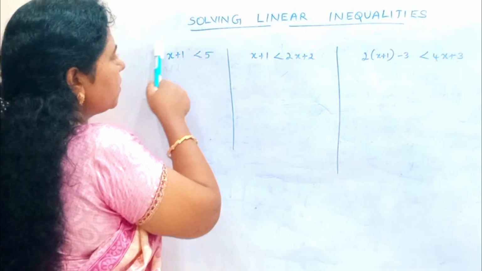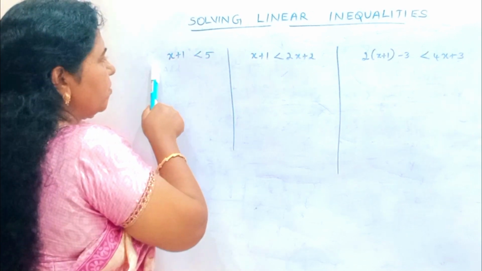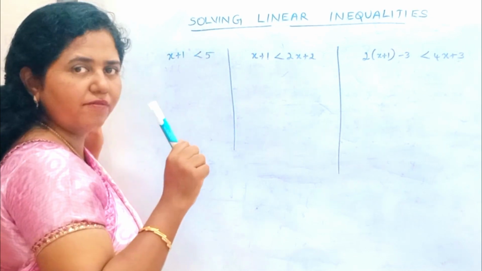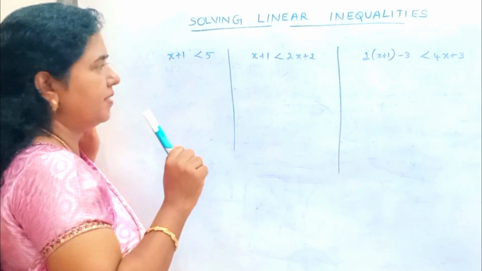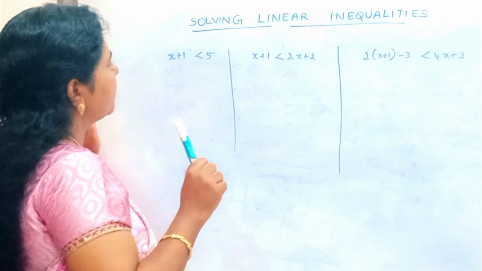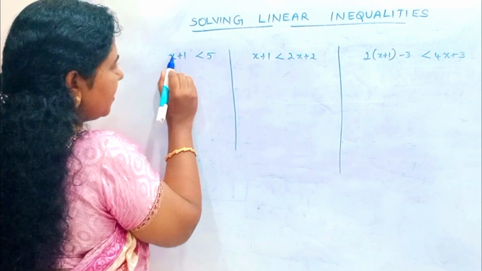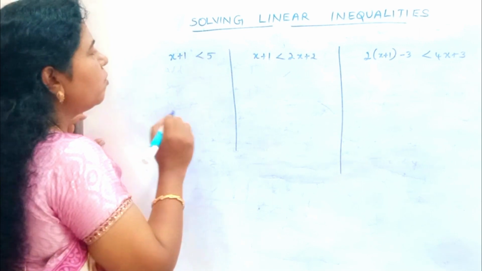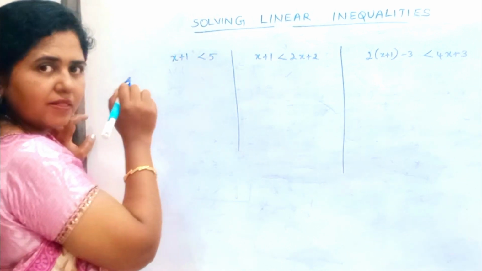If we are asked to solve this inequality, x plus 1 less than 5, that means we are asked to find the value of x, since x is the variable present in this inequality. So we have to do something to find the value of x. x is on the left hand side and we have plus 1 here. We have to do something to remove this 1 so that we have x alone.